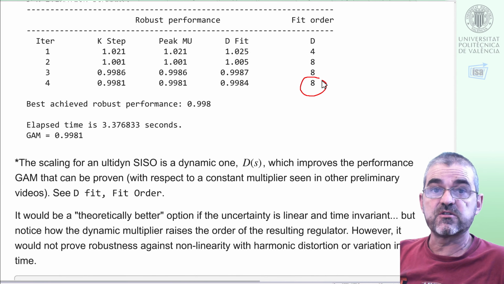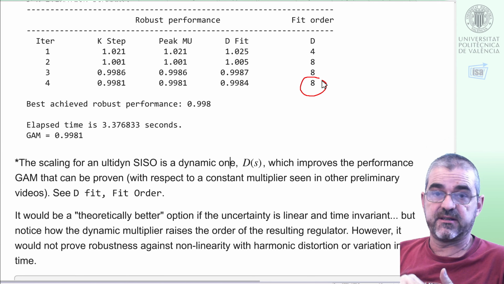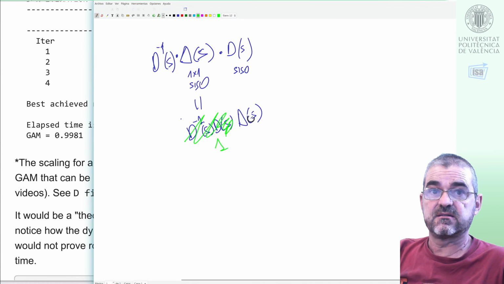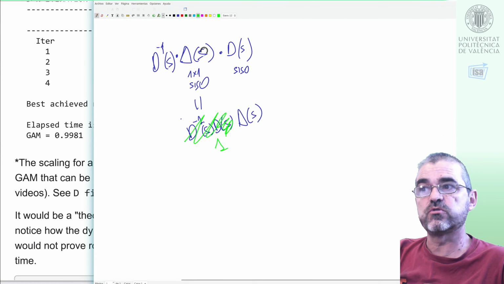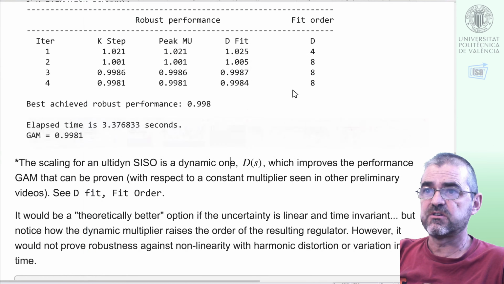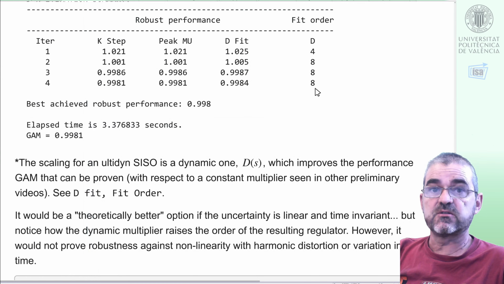First, it does not prove robustness to nonlinear or time-varying blocks, because then this delta of S will not exist. Nonlinear time-varying things do not have a frequency response transfer function. So this is specialized to linear time invariant uncertainty in robust control.